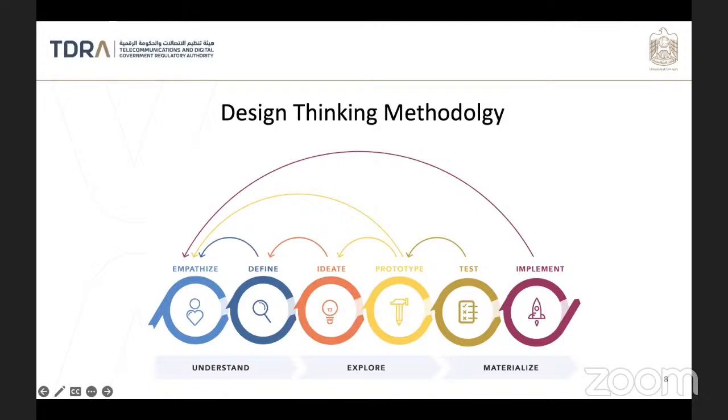And after we define, we go back to the customer. After we prototype, we go back to the customer. After we test and implement, we go back to the customer. You see, the arrows go to the customer 3 times in this process. That means at each important stage, your customer will see what you are doing. When you understand the customer's needs, you ask him again if you correctly understood what he wants.